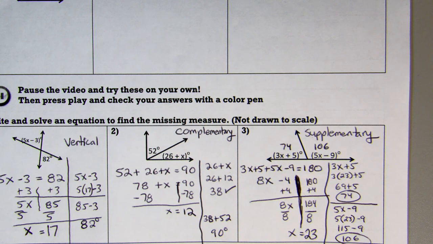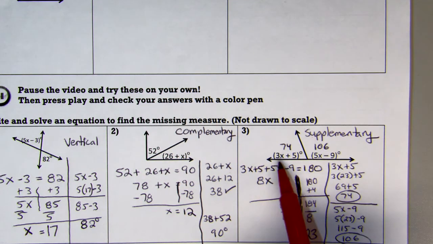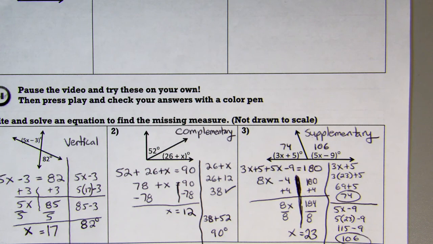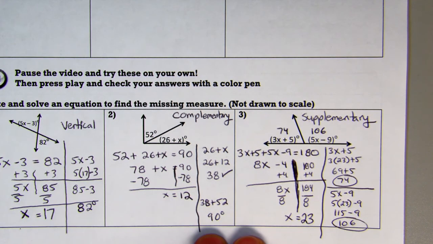And lastly is my supplementary angles. I have two angles that equal it, so I use those in my equation. I do 3x plus 5 plus 5x minus 9 is equal to 180. I get my value of x to be 23, plug it in, and I notice my two angle values are 74 and 106. And when I do add those up, they do equal 180 together, just to check and make sure.